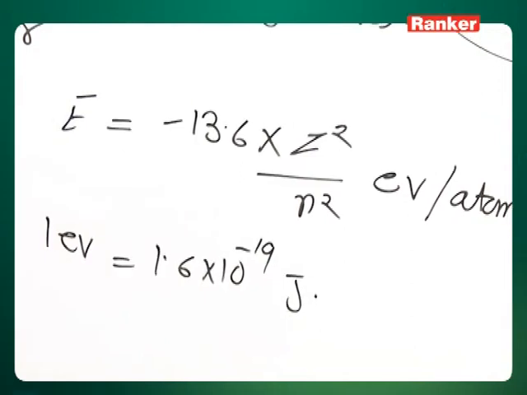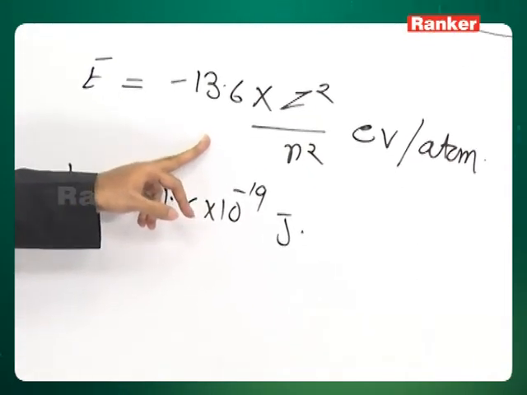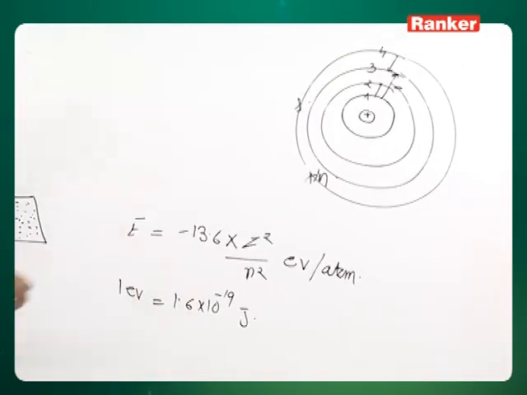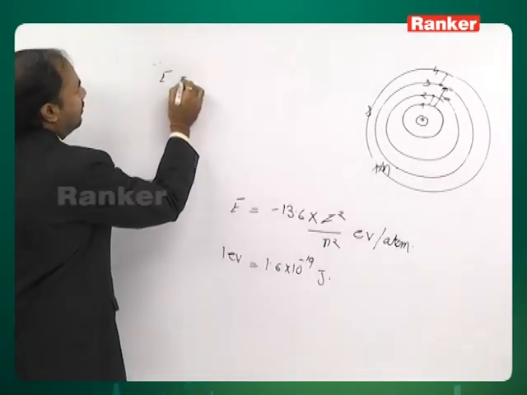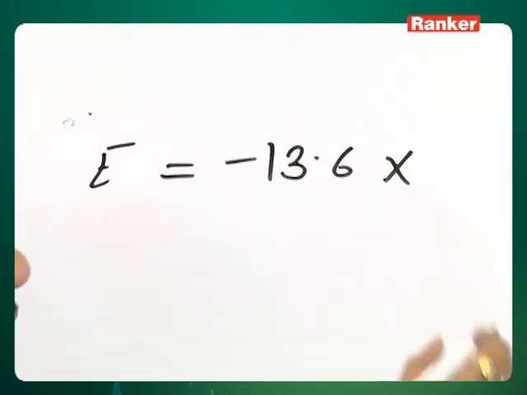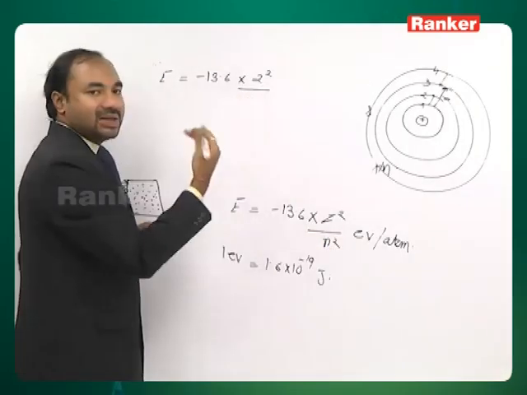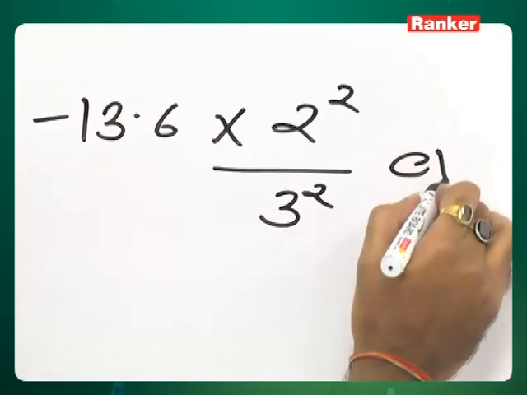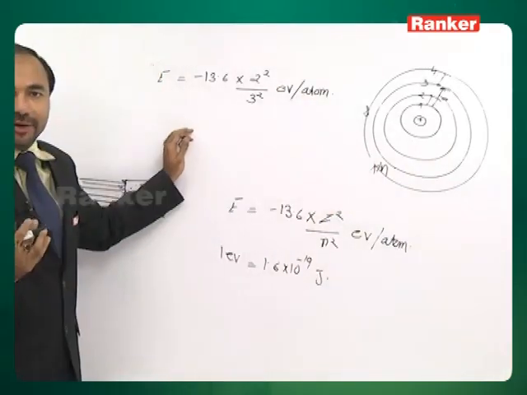For example, suppose it is asked to calculate the energy of an electron in the third shell of He plus ion. How will it be done? Very simple. Energy will be equal to minus 13.6 into Z, for helium Z will be 2, so this becomes 2 square upon n square. N is the third shell, so we put 3 here, it becomes 3 square. And this will be the energy of the electron in electron volts per atom. This is for one electron per atom.